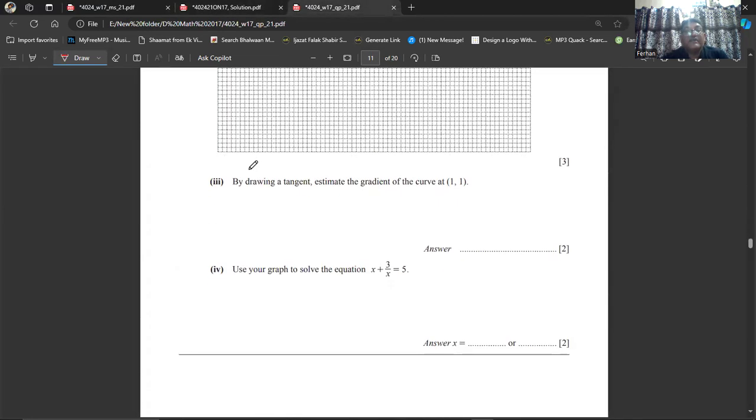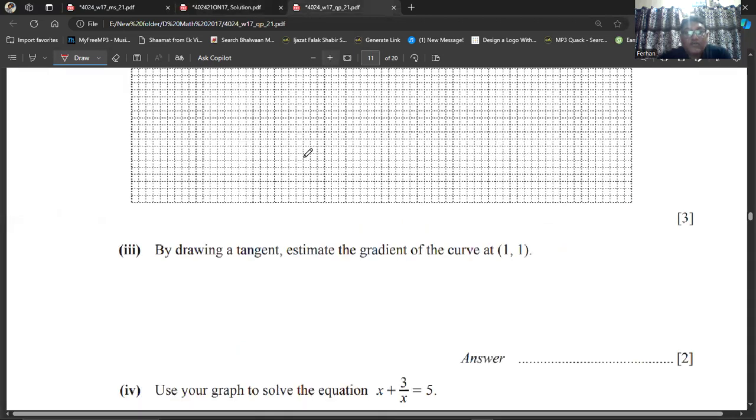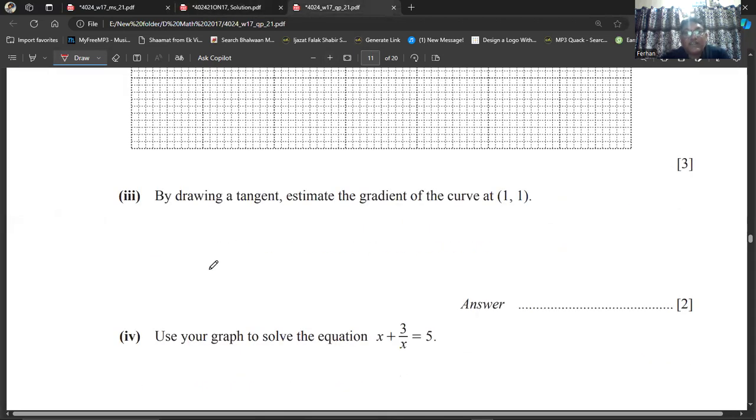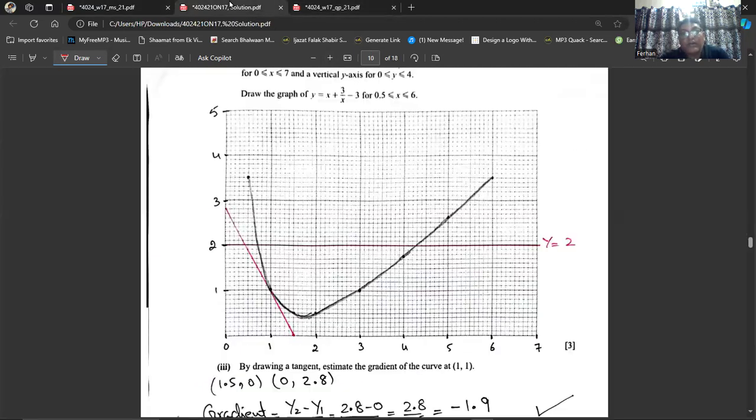He says, once you have done this, this is the third part: by drawing a tangent, estimate the gradient of the curve at 1, 1. At 1, 1, this is the point where I have to draw a tangent. You can see this red line. This is the tangent. A tangent is a line which touches the curve only at that point.